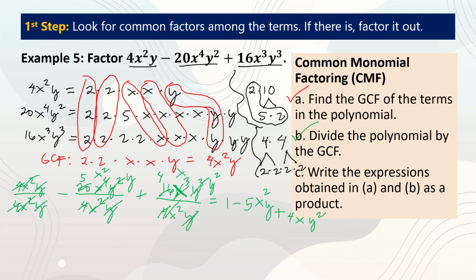So lastly, in step C, that's where we write the factored form already of our given polynomial. So first, we write our GCF, x squared y. Then, parenthesis, we just put inside the result in B, which is 1 minus 5x squared y plus 4x y squared. So this is now our answer.